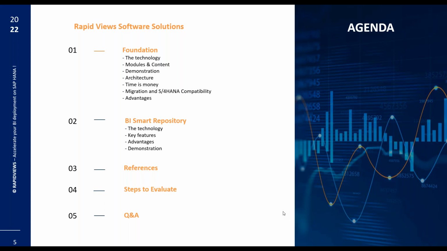We will have a look at our BI Smart repository, which comes with the Rapidviews Foundation, a very helpful tool to have an overview of all your BI developments, and even to help you with your future BI developments. You can see all your views from SAP tables to the reports. Then some main references on S4HANA and how to evaluate the Rapidviews solution if you want to look at it clearly. We are free to take your questions and answers at the end.